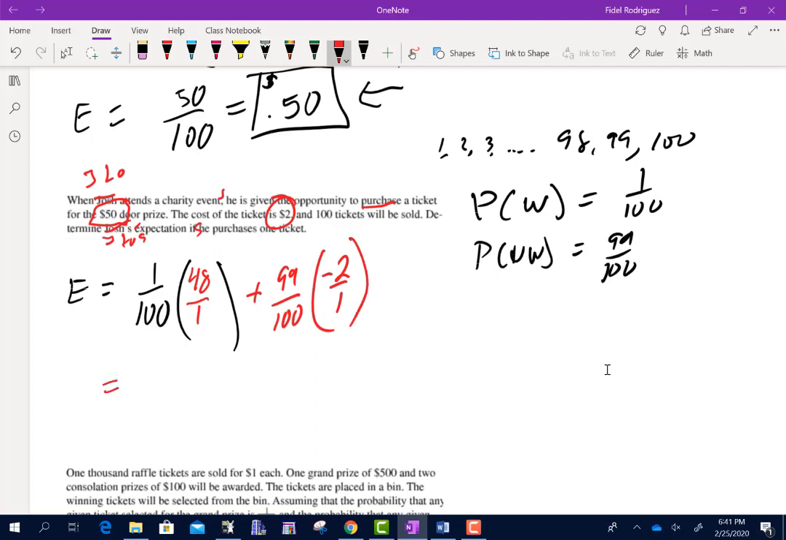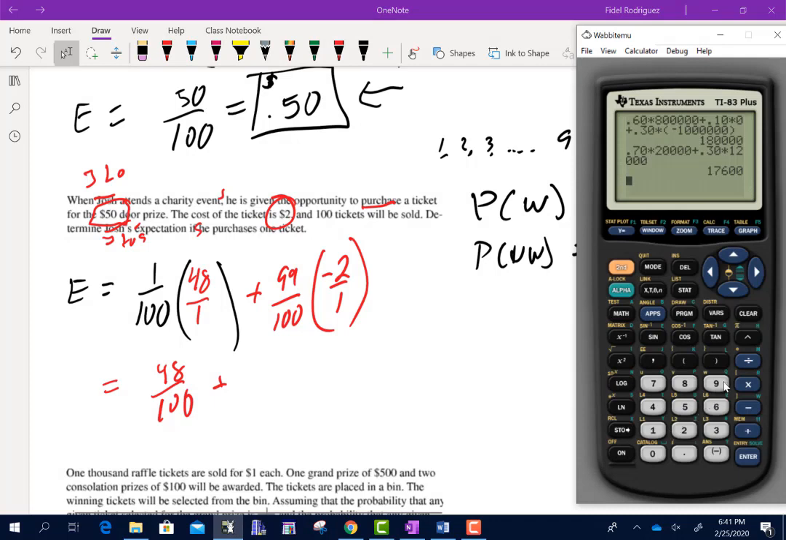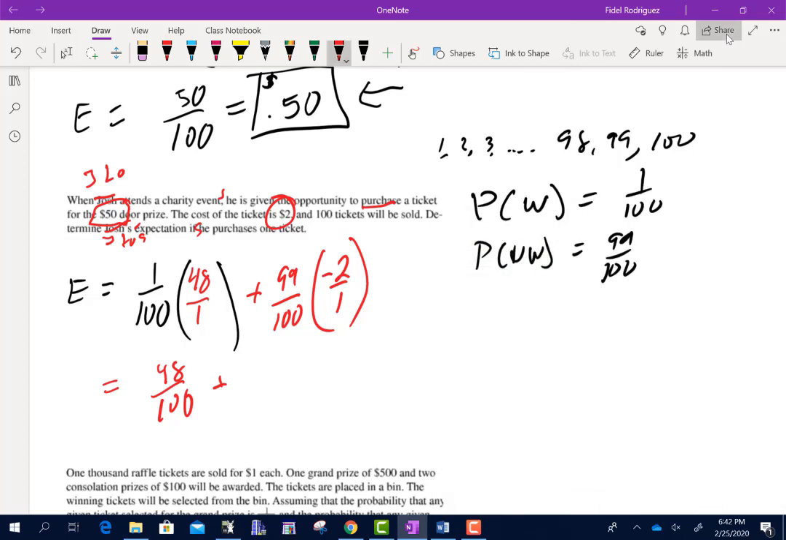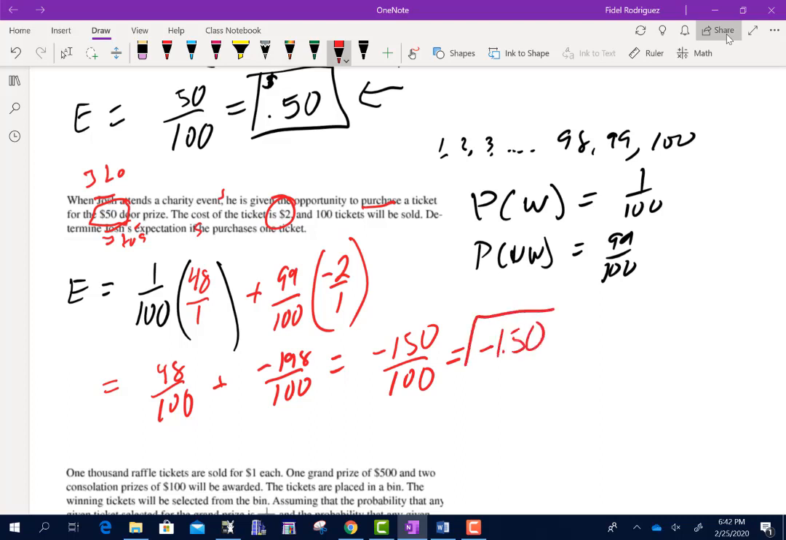So now we're going to go through this here, and we're going to say 48 over 100 plus, let's see, 99 times 2 should give us, I want to say it's 198. But let me double check. Yep, 198 with a negative over 100, okay? When we add those two together, let's see, that should give me something like negative 150 over 100, which is negative $1.50.